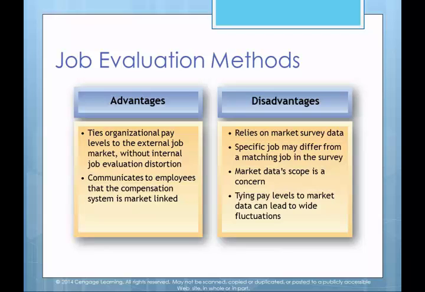A specific job may differ from a matching job in the survey. So for example, many market surveys have engineer 1 through 6, and what the comp specialist really has to do is find the match. And you may have a hybrid between, let's say, engineer 2 and 3. So it is really tough to make a match on some of those survey data.